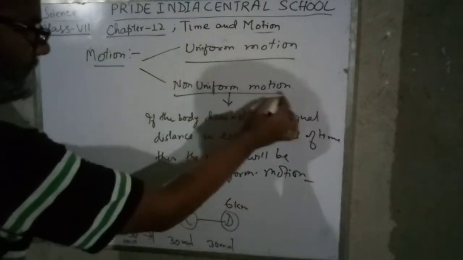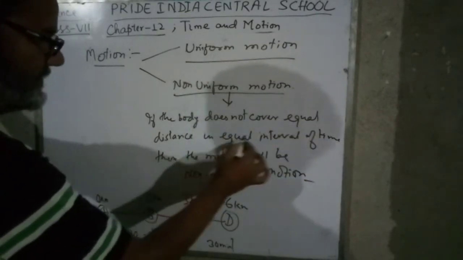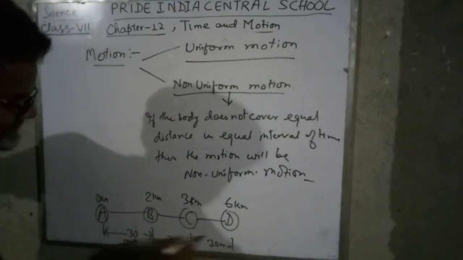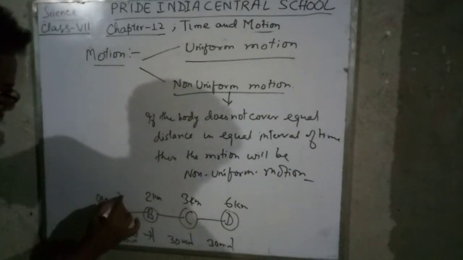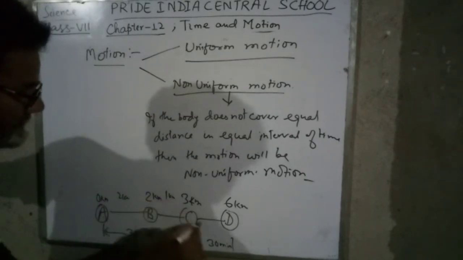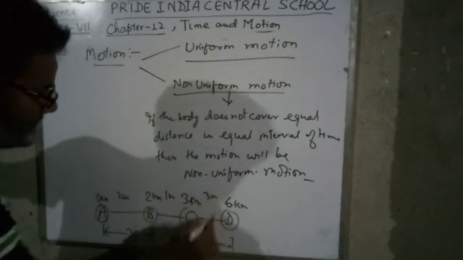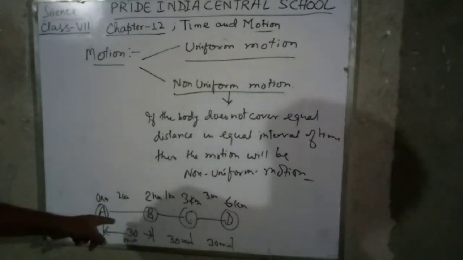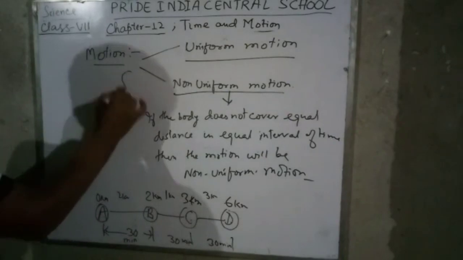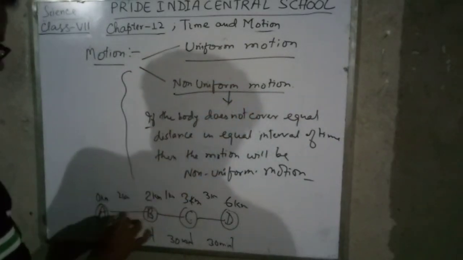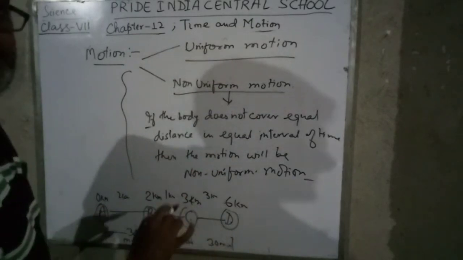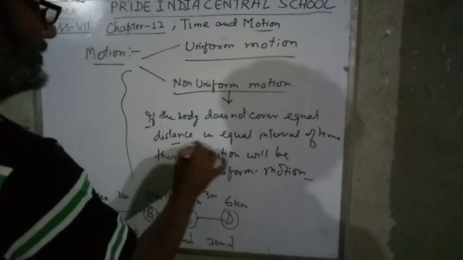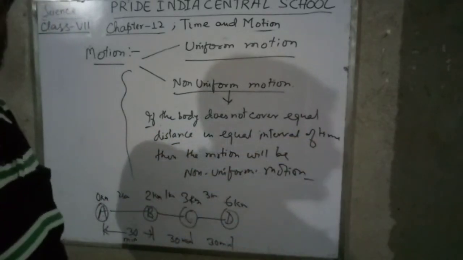Now, for non-uniform motion, if the body does not cover equal distance in equal interval of time, then the motion will be non-uniform motion. See, from A to B, equal interval of time is there, and it covers 2 kilometers, from B to C 1 kilometer, and C to D it is 3 kilometers. Then the motion of the moving body is said to be non-uniform motion. Now is the topic clear? Here, unequal distance is covered in equal interval of time. When the body does not cover equal distance in equal interval of time, the motion will be non-uniform motion.